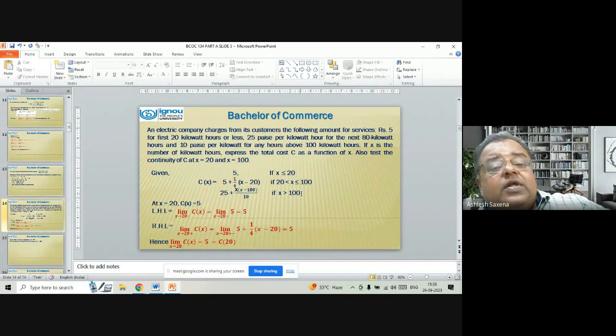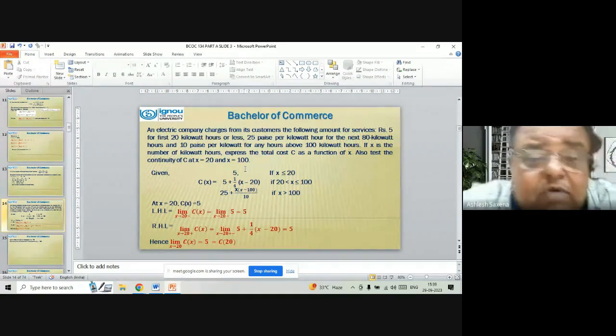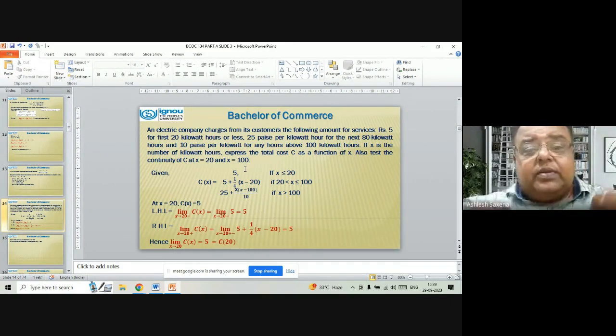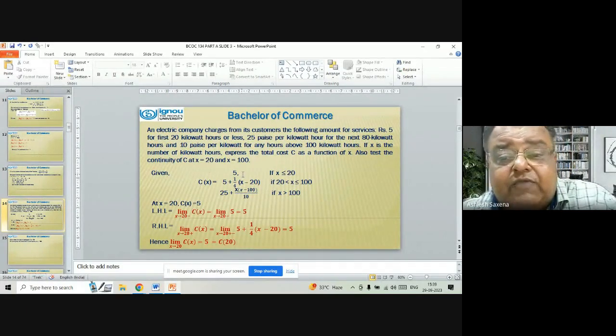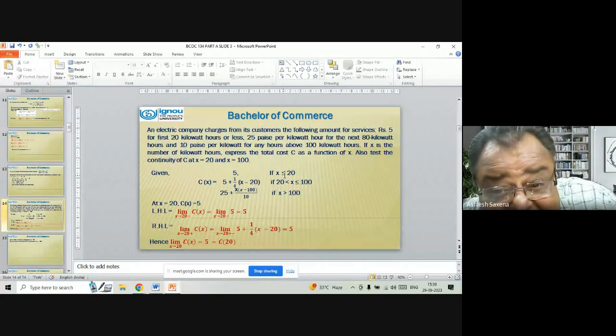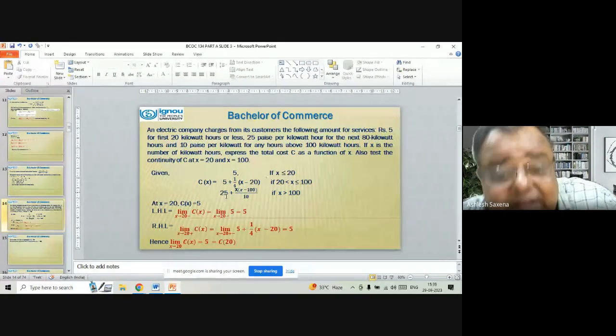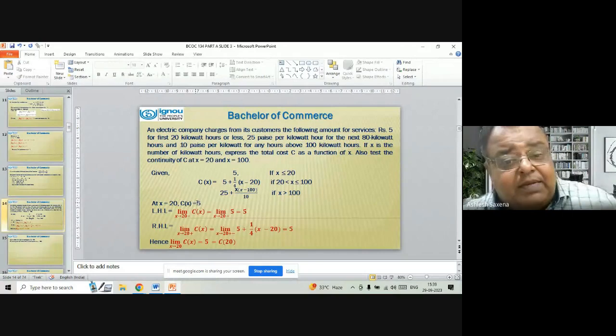Now we move to what we are supposed to calculate. We have to express the cost function C as a function of x. This is what we have done. Now we have to test the continuity of C at x equal to 20 and x equal to 100. So first of all, we will be taking x equal to 20. And your function C(x) is equal to 5 because it is x less than or equal to 20. That means your C(x) will be 5. Now we will be taking the left hand limit. That means less than 20. Where is it less than 20? Less than 20 is here only.